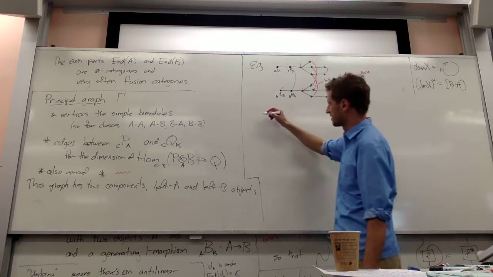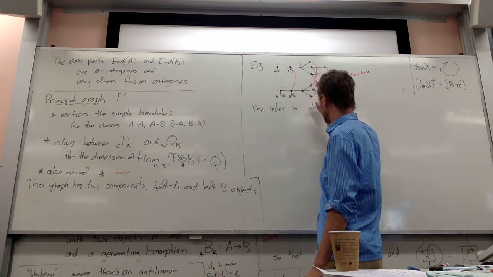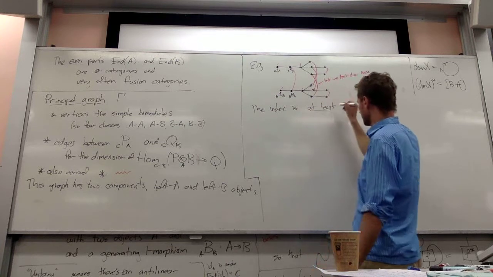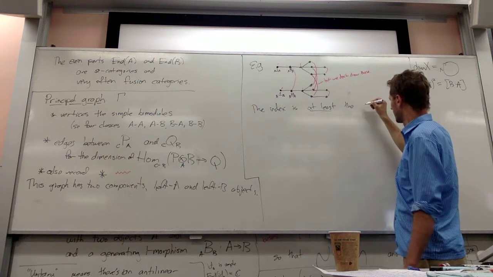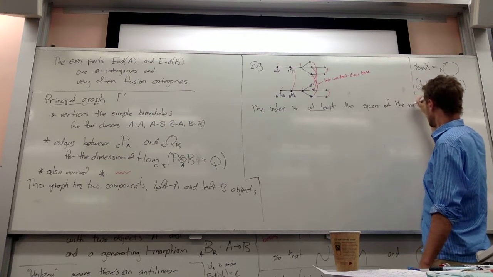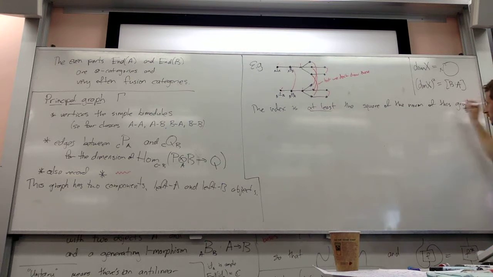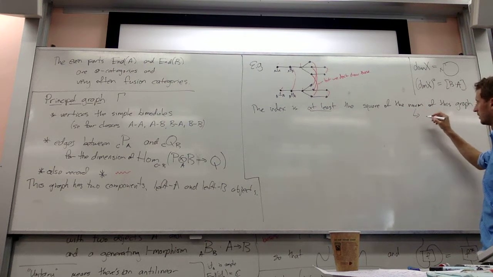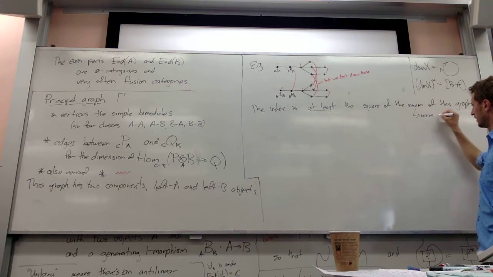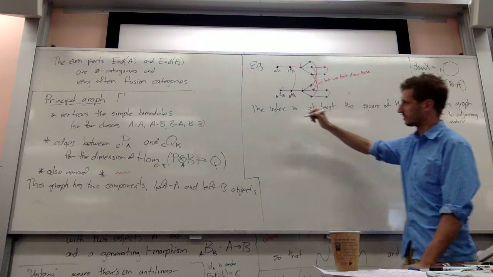Some things to say about the principal graph. The index is at least the square of the norm of this graph. Norm here means the norm of the adjacency matrix. And this is one last time where a little bit of analysis is required to prove that statement, so of course I won't do it.